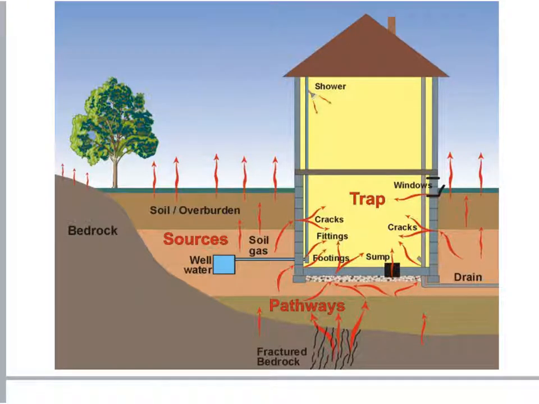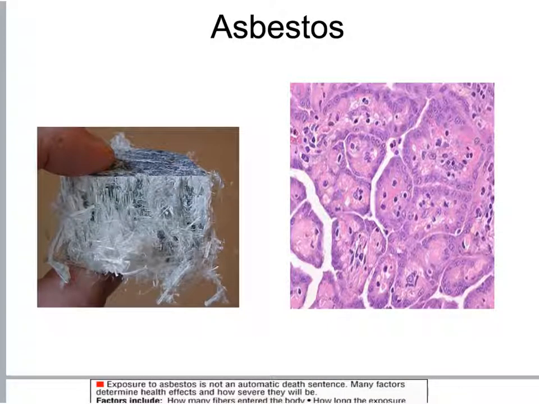Here's an illustration showing how radon can seep through the fractured bedrock, and homes with cellars are vulnerable to radon gas leaks. Here's an image of asbestos. They used to use it in ceiling tiles and in different building products because it was supposed to prevent fires.